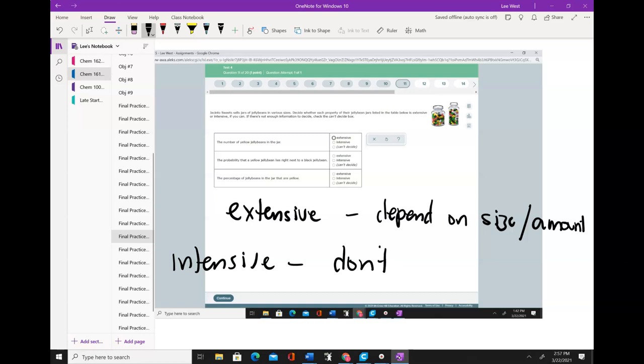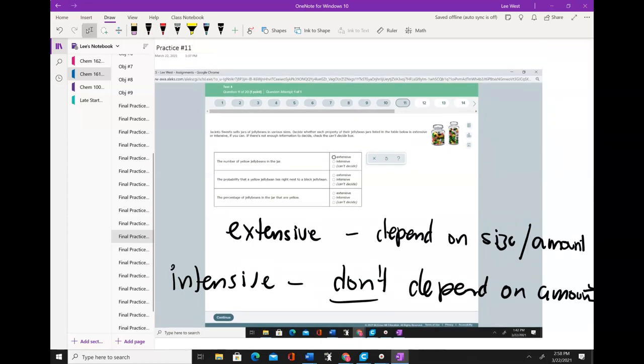properties don't depend on amount. So that's it. So an extensive property would be the mass, and an intensive property would be temperature. All right. The number of yellow jelly beans in the jar.